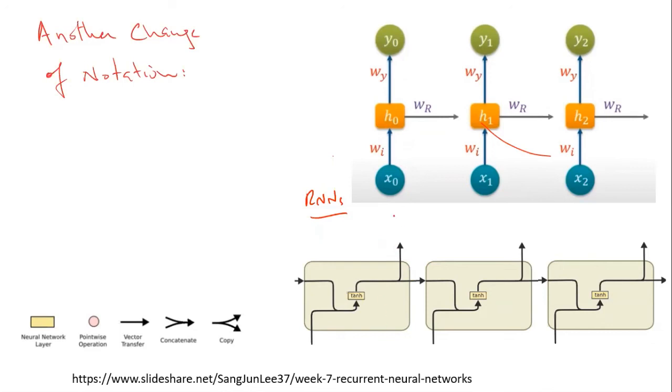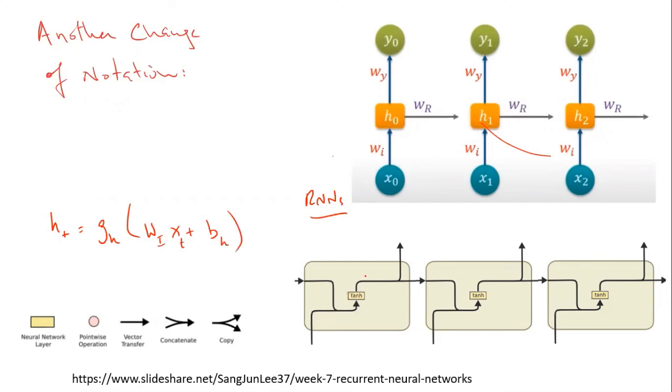Now, can you remind me what the equations were? We had an equation for H1. H of t was equal to what? G of H times W I X plus B, I think BI. X of t, very good, plus B of H, right?